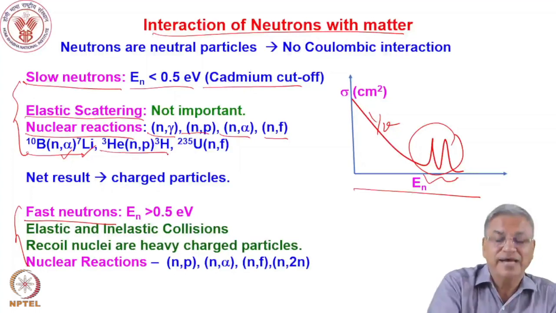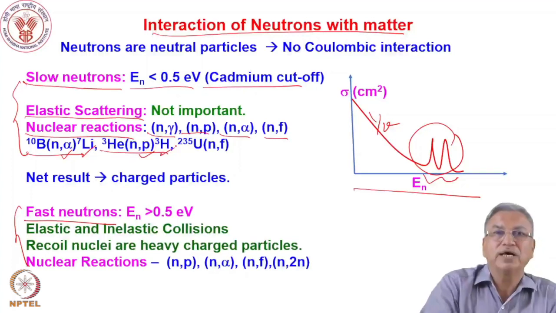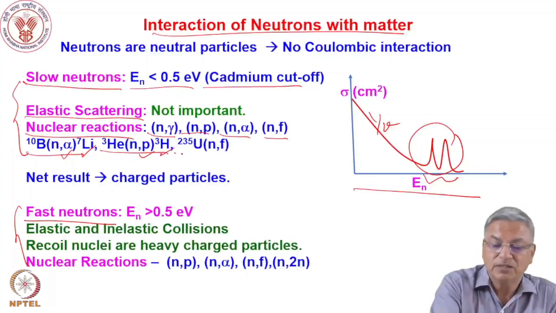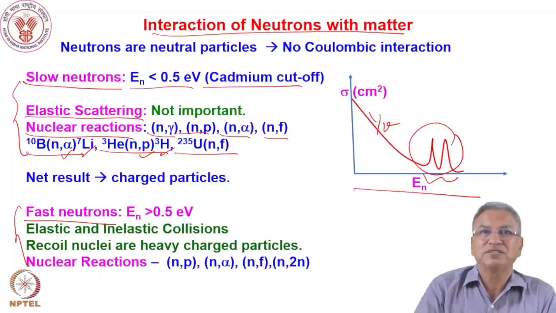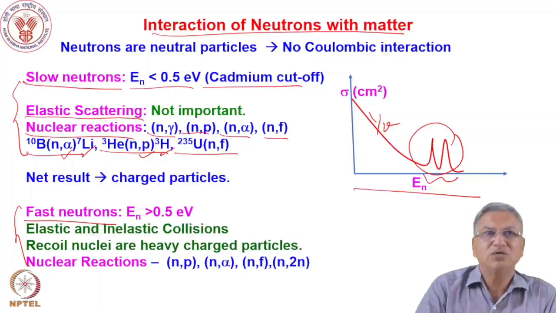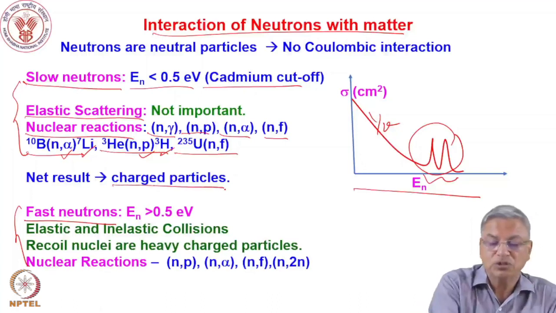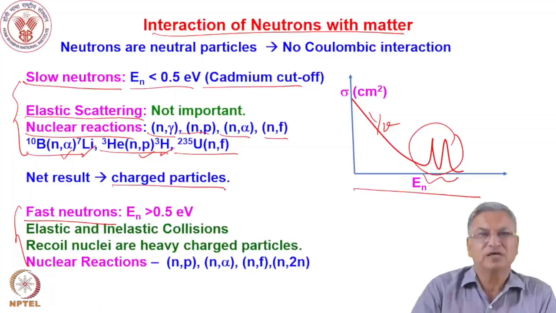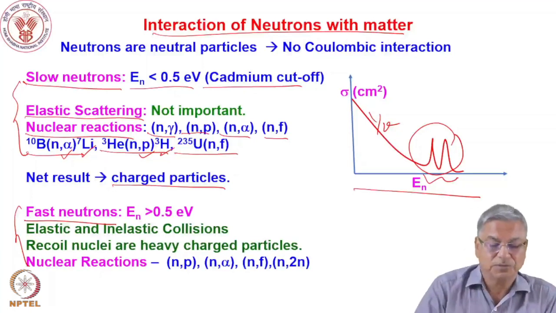Similarly, helium 3 gas, n,p reaction, tritium. The tritium and proton are charged particles. Similarly, uranium 235, neutron induced fission, the fission fragments are charged particles. So the net result of the nuclear reactions by neutrons with different detector materials will be the production of charged particles, which will interact like heavy charged particles and deposit their energy in the substance.